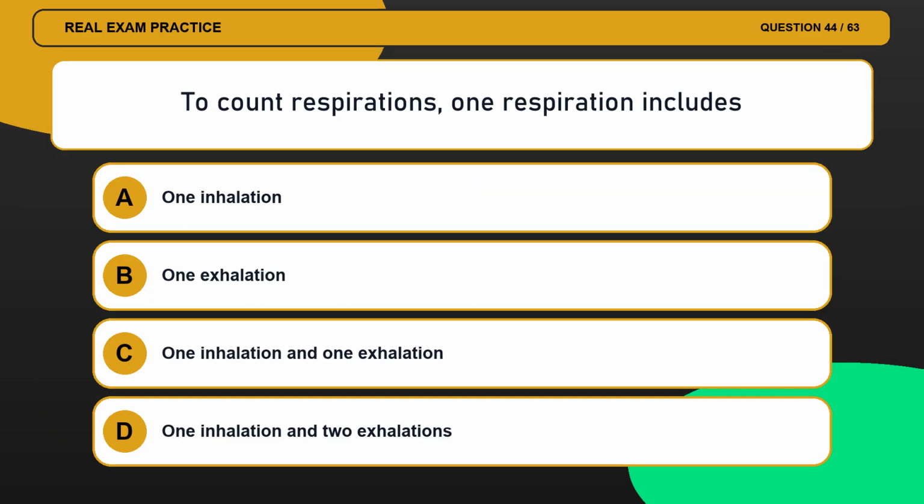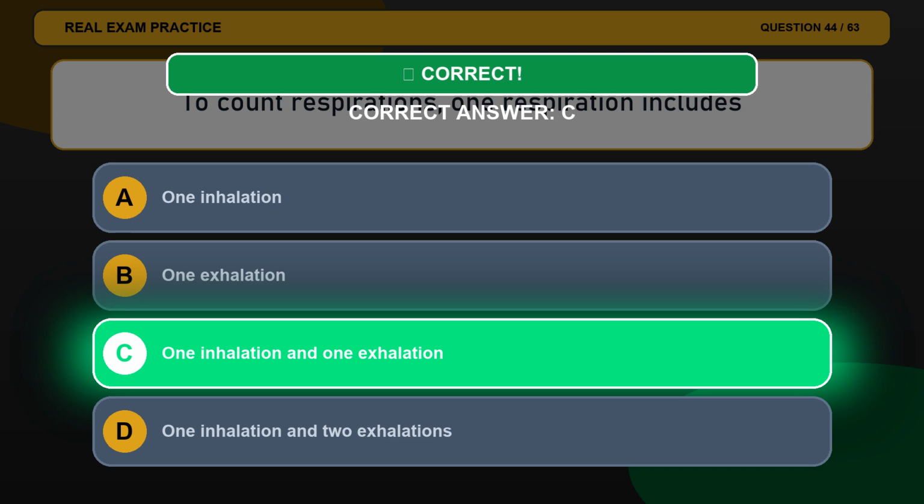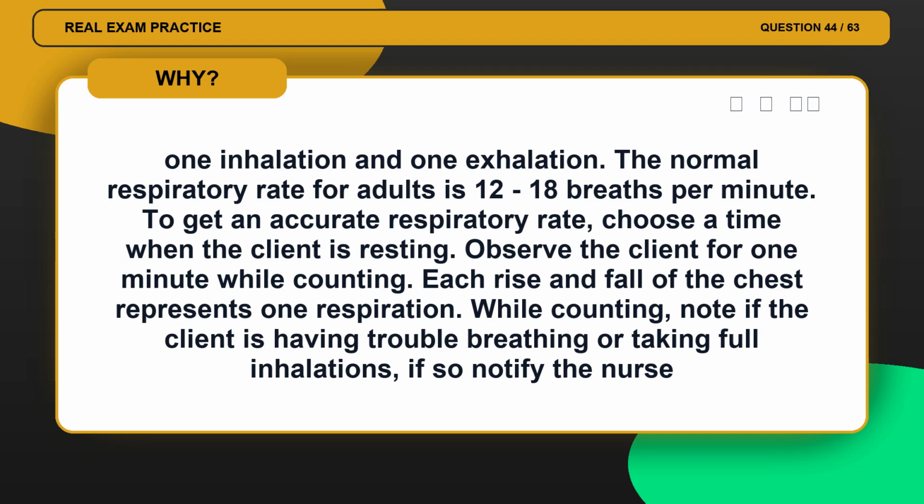Question 44. To count respirations, one respiration includes: Option A, 1 inhalation. Option B, 1 exhalation. Option C, 1 inhalation and 1 exhalation. Option D, 1 inhalation and 2 exhalations. The correct answer is option C, 1 inhalation and 1 exhalation.